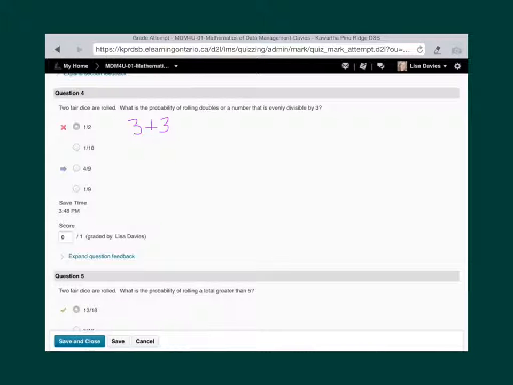And so if we count it twice, then our probability is going to be off. And so that's why it ends up being 4/9 and not 1/2, is that you have to subtract out the ones that will fit in both categories. In other words, they are doubles, but they also divide evenly by 3.